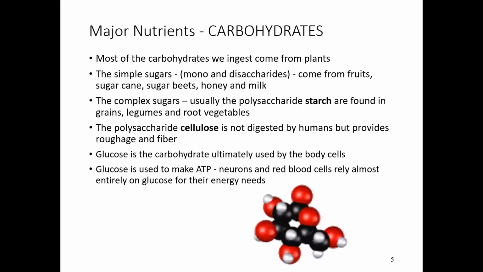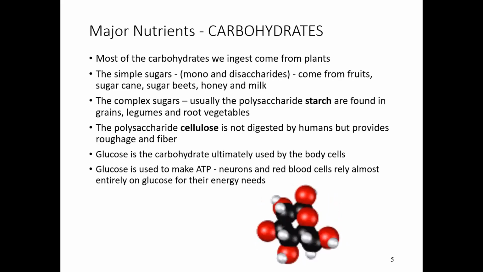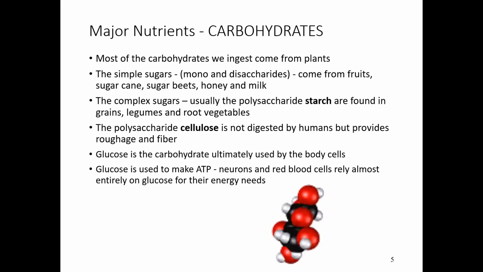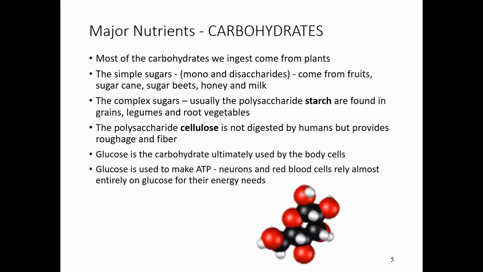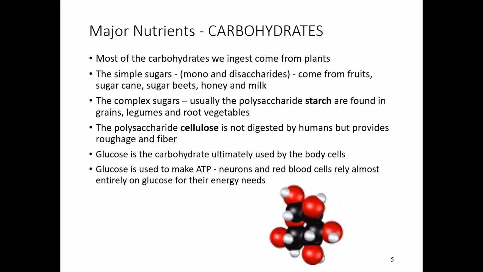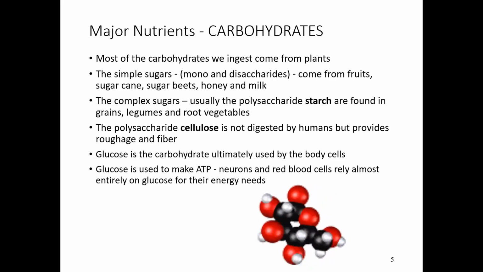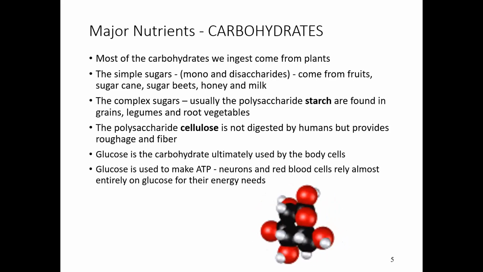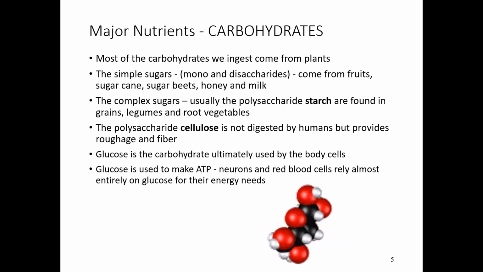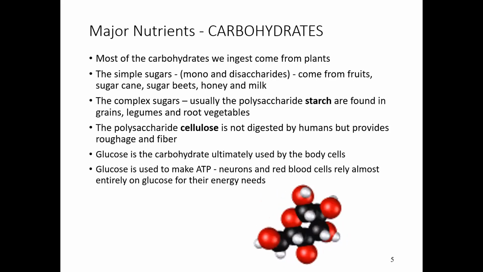So okay. Of the 3 major nutrients, the other organic molecules, we look at the carbohydrates first. We just talked about this in chapter 2 in chemistry, but we're going to talk about it again. We know where carbohydrates come from. Most come from plants. They come from the monosaccharides and the disaccharides. They come from fruit. They come from sugar cane. They come from sugar beets.